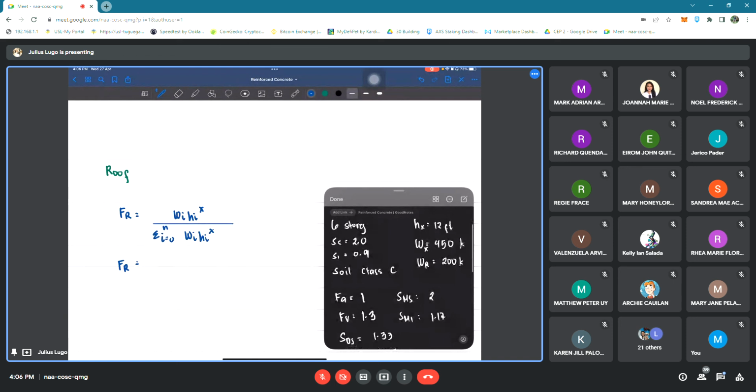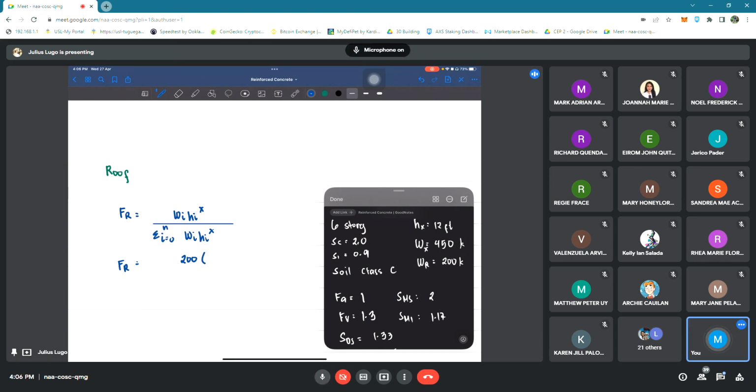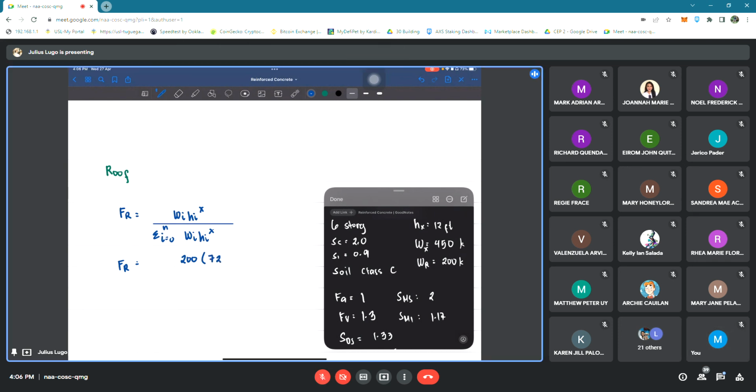That is 200 kN. So this is 200 multiplied by the height of the roof from the ground. If your height per level is 12, this is 12 times 6. Right? So that makes it 72. So what's the value of our x there? Actually, this is not x. This should be k. What's the value of our k?